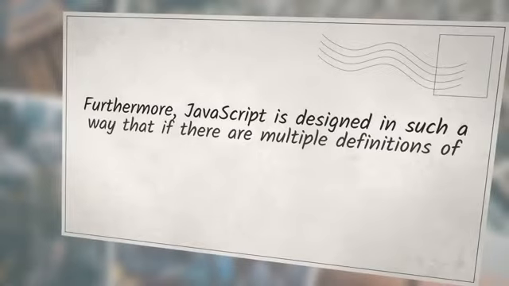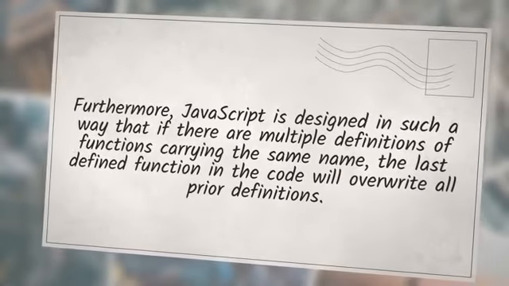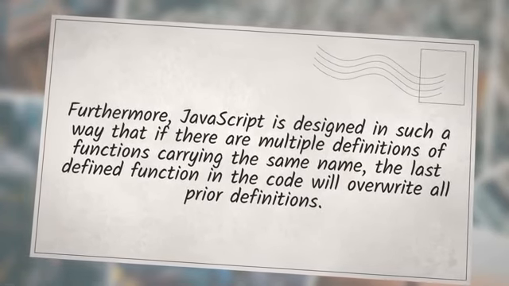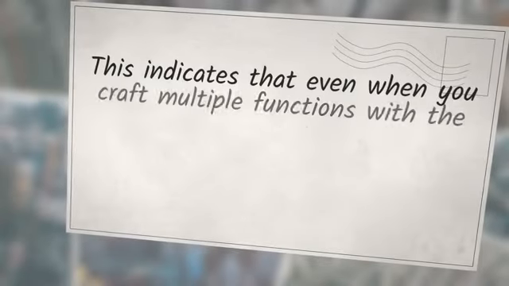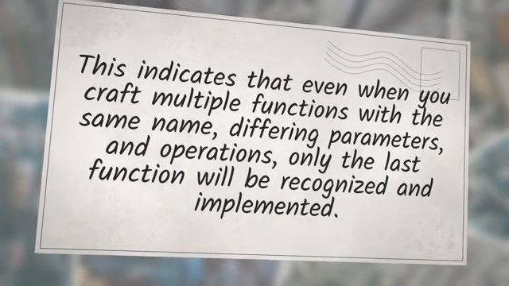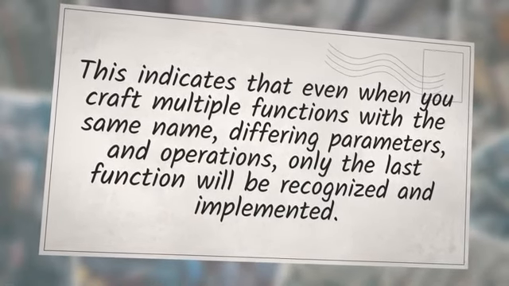Furthermore, JavaScript is designed in such a way that if there are multiple definitions of functions carrying the same name, the last defined function in the code will overwrite all prior definitions. This indicates that even when you craft multiple functions with the same name, differing parameters, and operations, only the last function will be recognized and implemented.